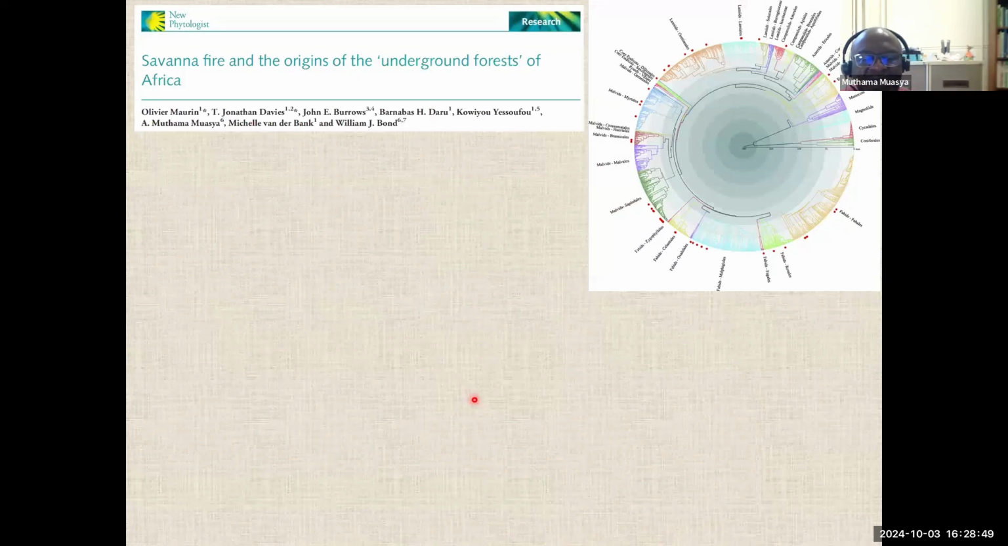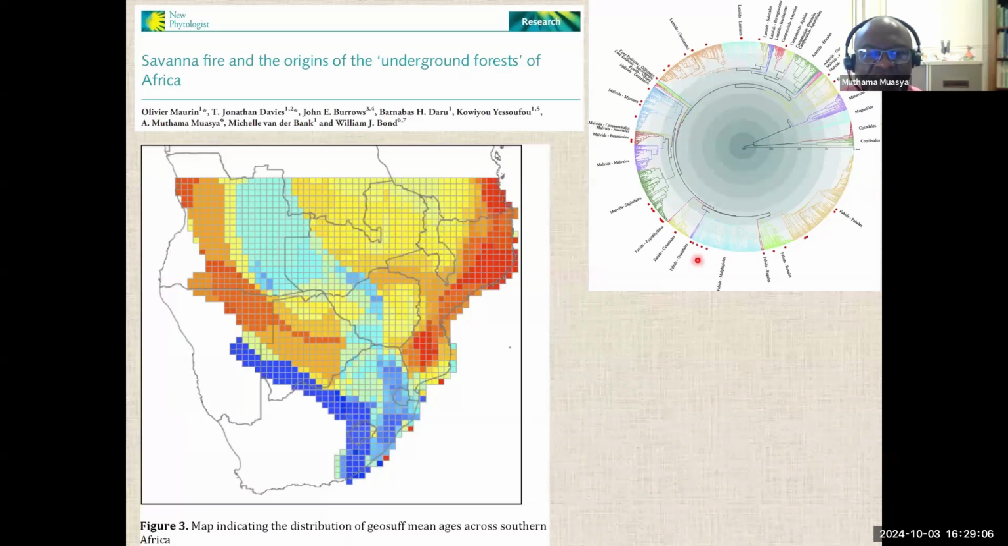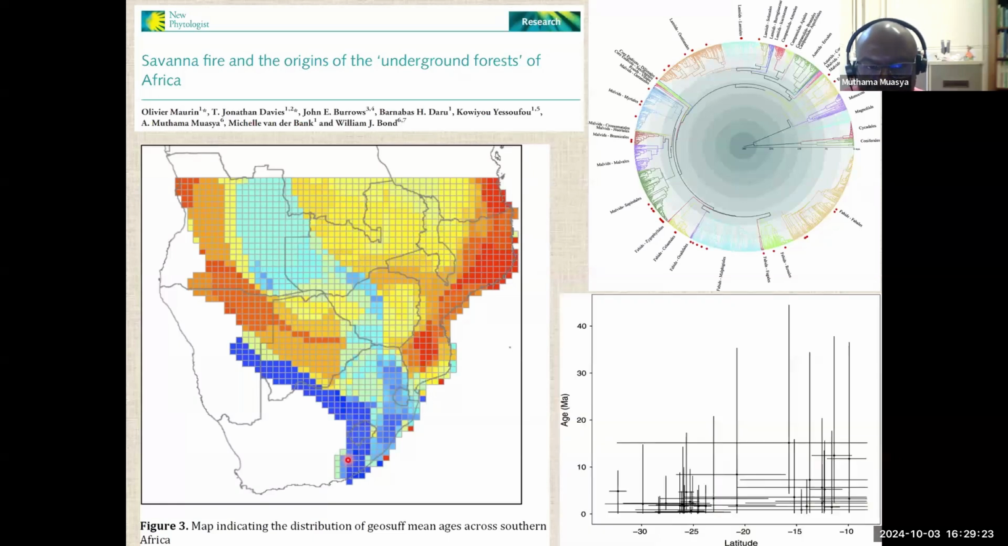We did that by using the phylogeny of woody plants and mapping where the underground woody plants occur. We find them in multiple lineages, from legumes to Combretaceae and such. When we ask where they occur, we find more of them towards the equator, and the lineages are younger as you go towards southern Africa. So older lineages are towards the equator, and younger lineages as you go further south.